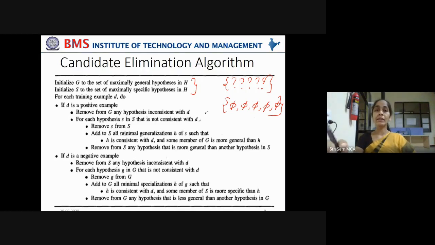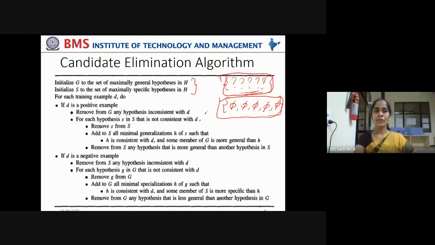So do not get scared with the terms being used, maximally, minimally. There is nothing magic in this. It is actually common English that they are referring to. Maximally general hypothesis means more general than this, you can't make any hypothesis. That is why it is called a maximally general hypothesis. You can't make a more specific hypothesis than this. That is why it is called a maximally specific hypothesis. That's all. Very simple it is.